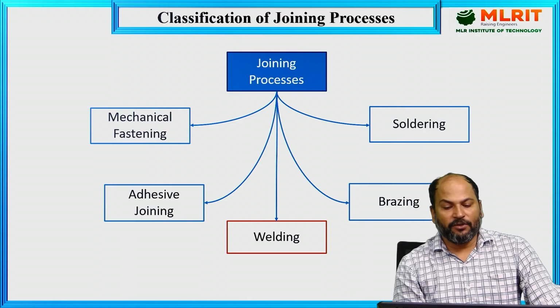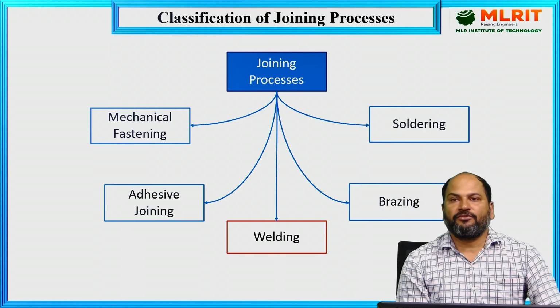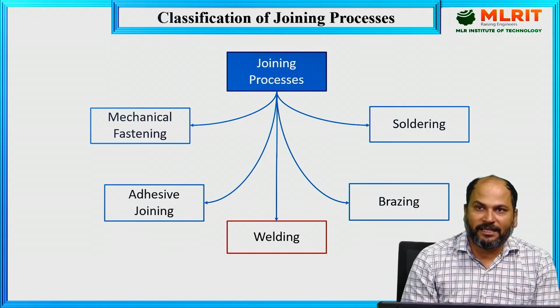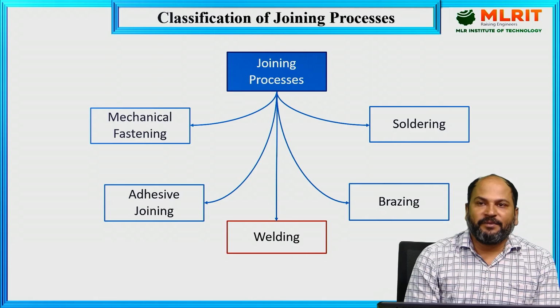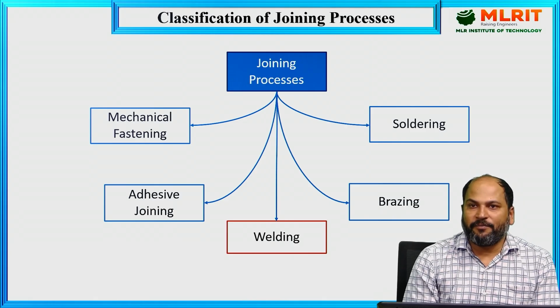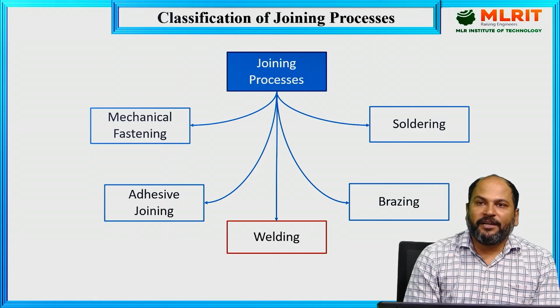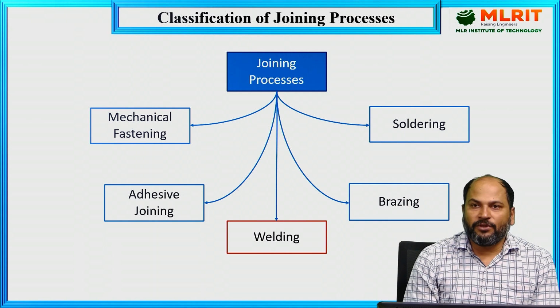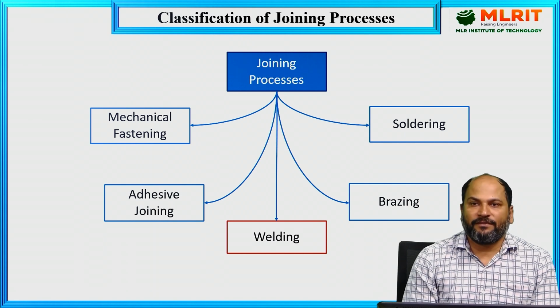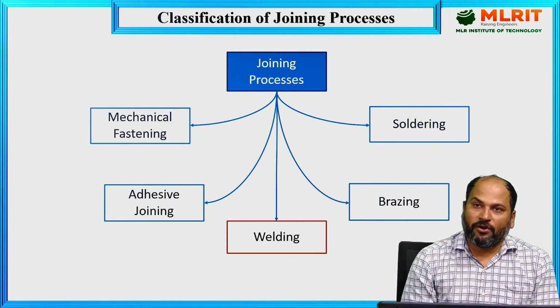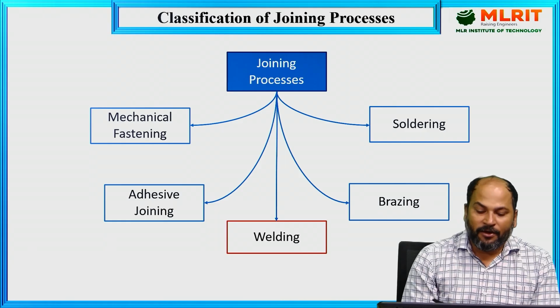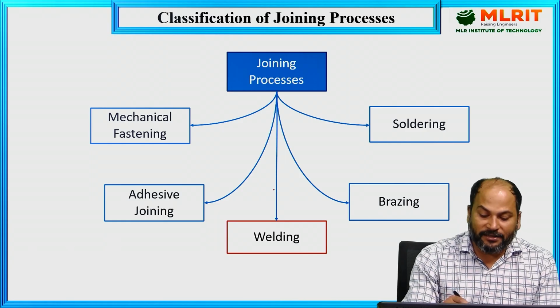Next we are going to see how to classify the joining processes. The joining processes, as I said, can be classified as permanent, semi-permanent or temporary, depending upon whether we are able to dismantle the parts without physically damaging them or not. Welding comes under the permanent joining process.